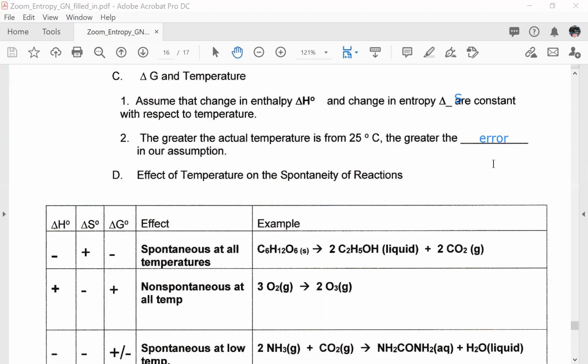So let's look at some situations. So the first example, our delta H is negative, our delta S is positive, our delta G is negative. This is spontaneous at all temperatures. Our example is C6H12O6 solid going to 2C2H5OH liquid plus 2 CO2 gas. You're not going to be given an equation and asked to know this. You're going to be given these situations and have to know this column.